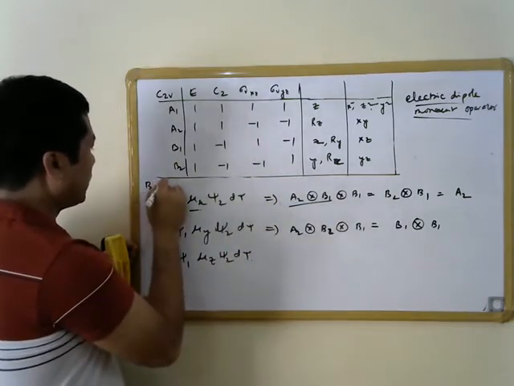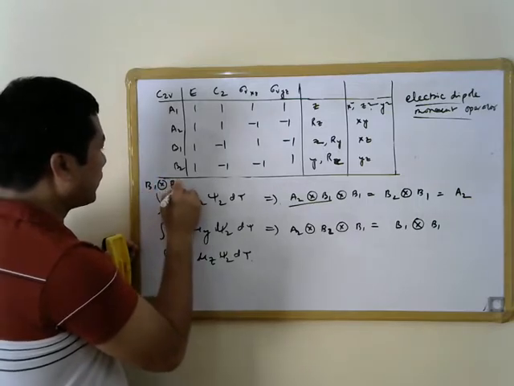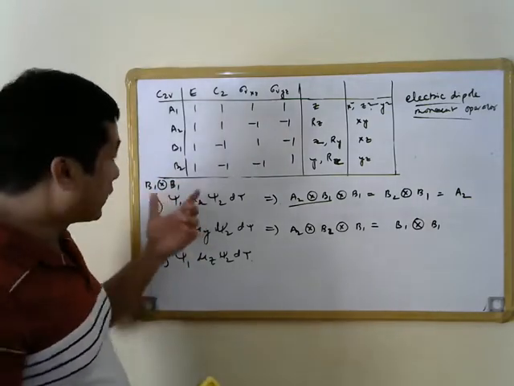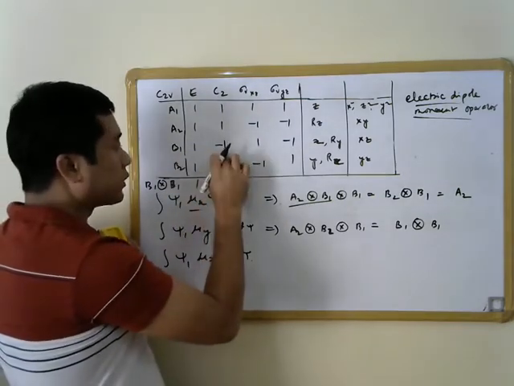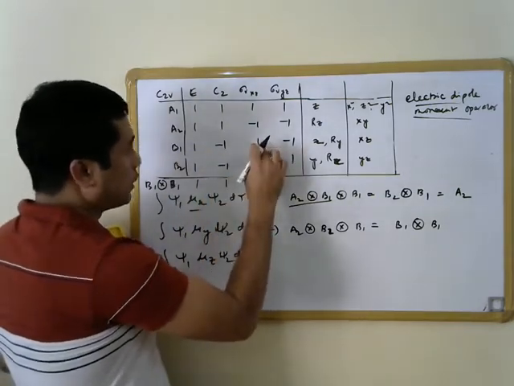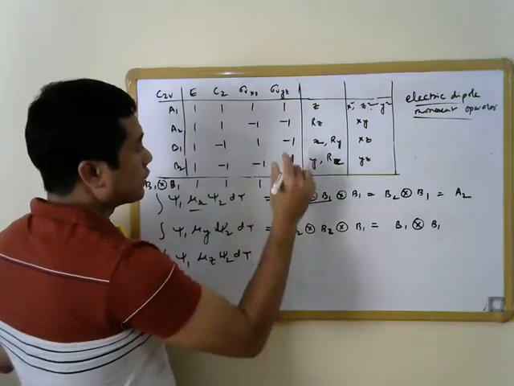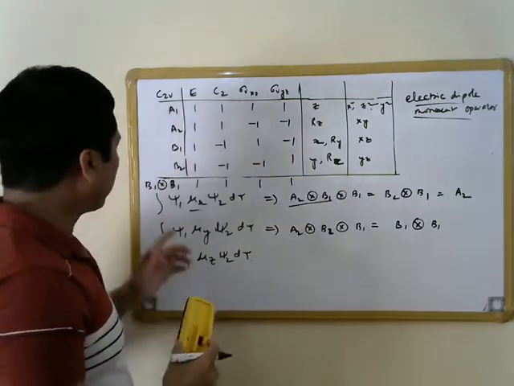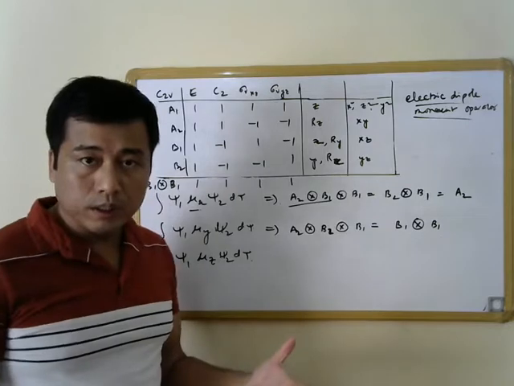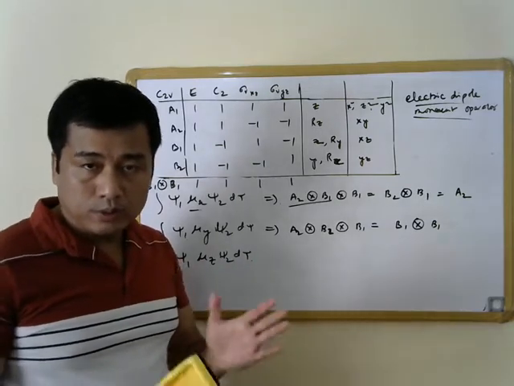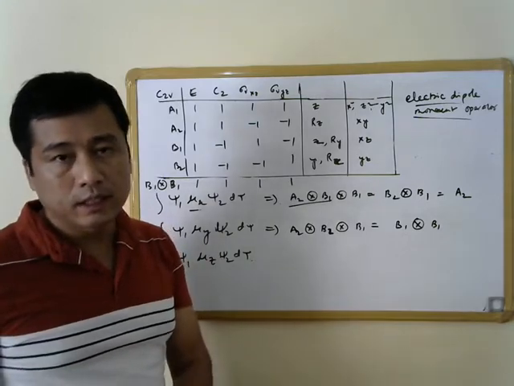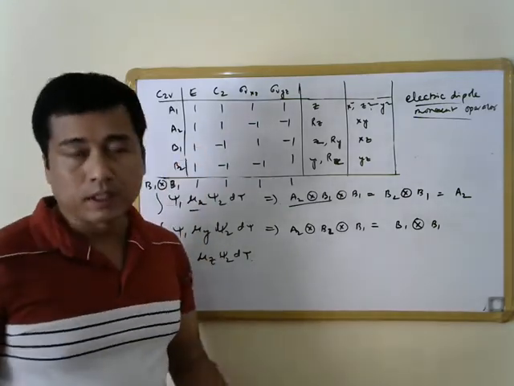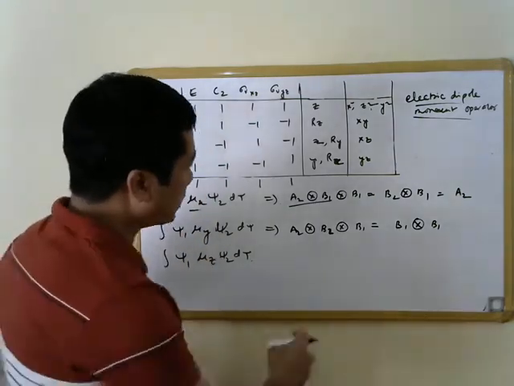So b1 into b1. If we multiply the characters of b1 with again the characters of b1 itself, 1 into 1 will be equal to 1. Minus 1 into minus 1 plus 1. So when we do direct product of one irreducible representation with itself, then we always get the most symmetric representation as the result. That's what we see over here.